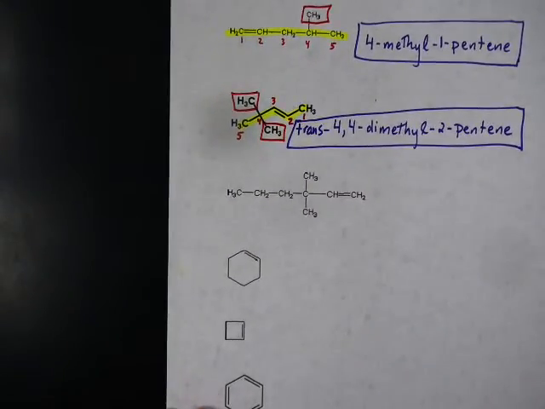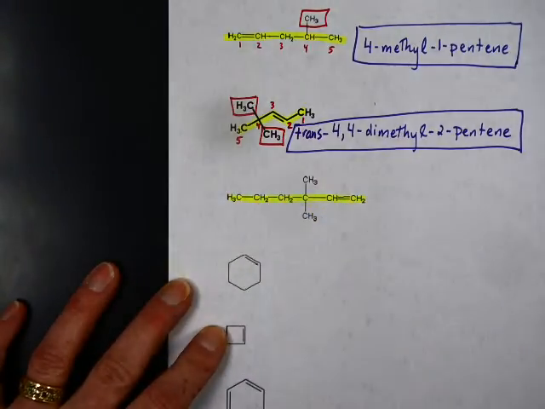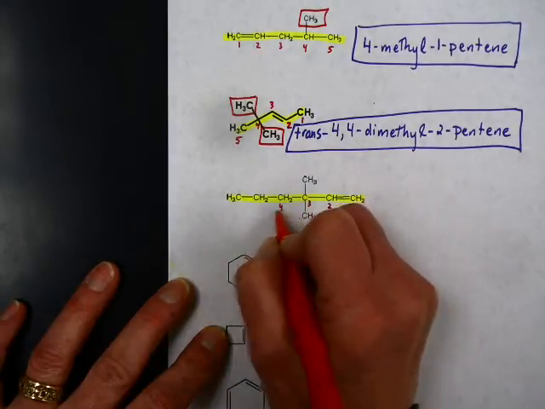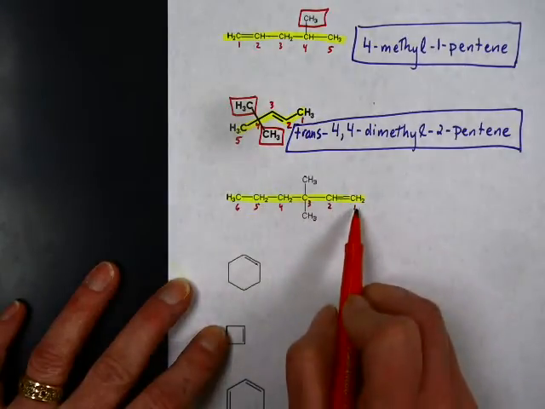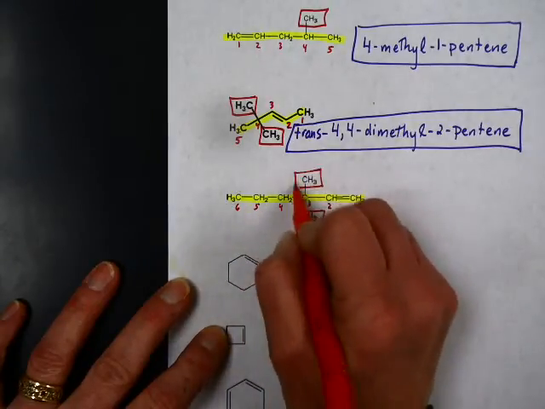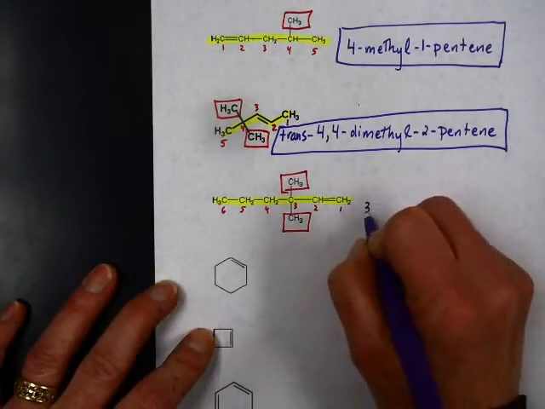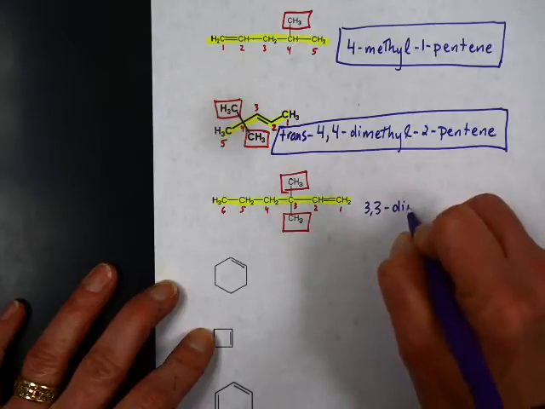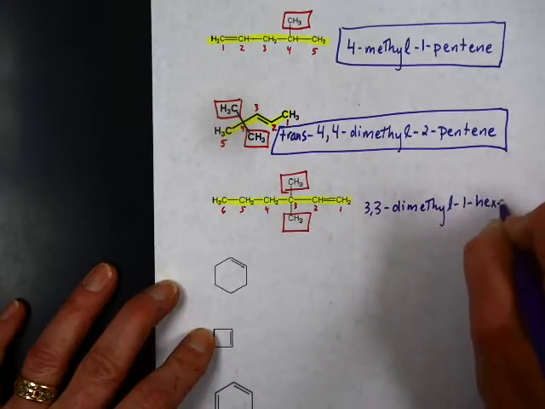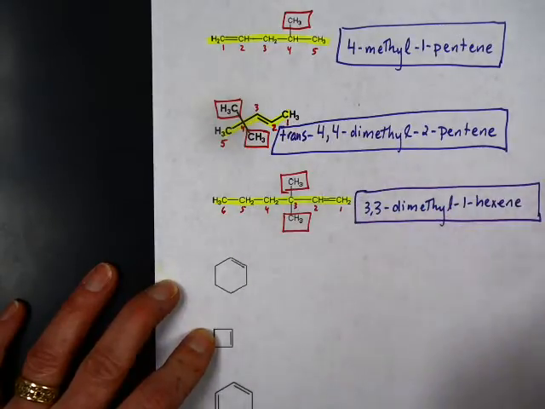All right, how about this one? Longest continuous chain right here, 6. Number closest to the double bond, there it is. So this is a 1-hexene with a methyl on carbon 3 and another methyl on carbon 3. This will be named like so, 3,3-dimethyl 1-hexene. That's how you would name that, 3,3-dimethyl 1-hexene.